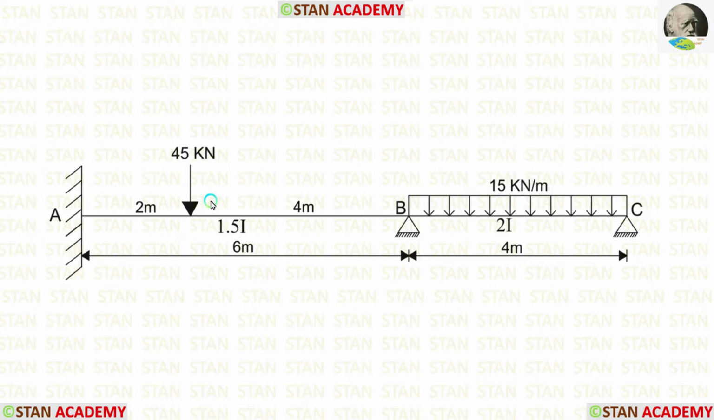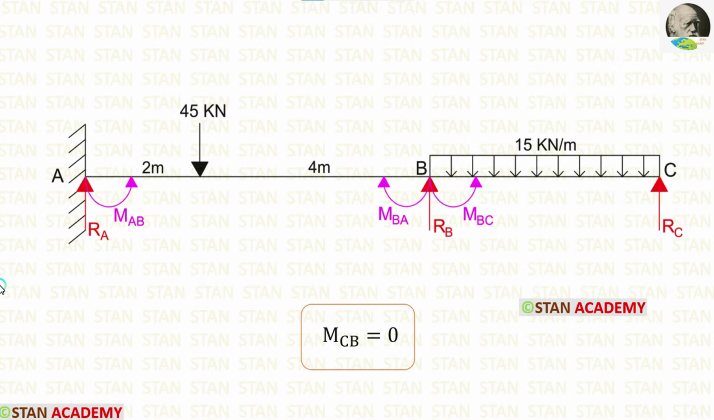The moment of inertia for the span AB is 1.5 I. For the span BC, the moment of inertia is 2I. In this beam, we have to find three moments. In the point A, we are having a fixed support. In the fixed support, there will be a moment, that is MAB.